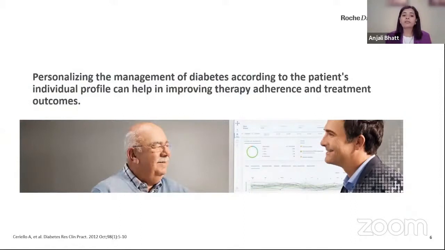And that is why we personalize the management of diabetes according to the patient's individual profile. There are so many things that need to be taken into account: the patient's educational background, financial background, acceptance of the disease, and readiness to accept the treatment. Some patients readily accept the medication. Some would say, I don't want medication right now, I want to wait for some time.